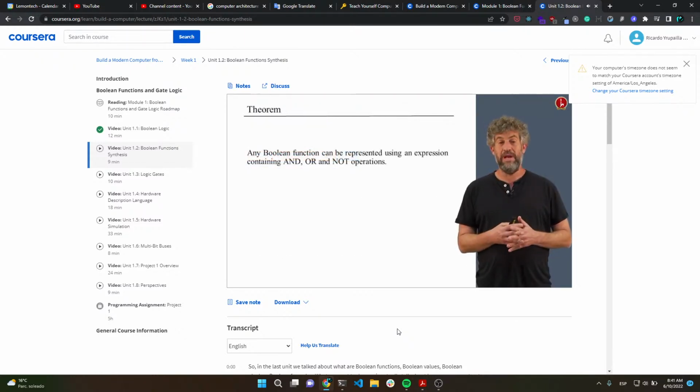What's more interesting, and what I really want to focus on at this point, is that we've proved a really remarkable mathematical theorem: any Boolean function, it doesn't matter on how many variables or what the function is, can be represented as an expression using only the operations and, or, and not.